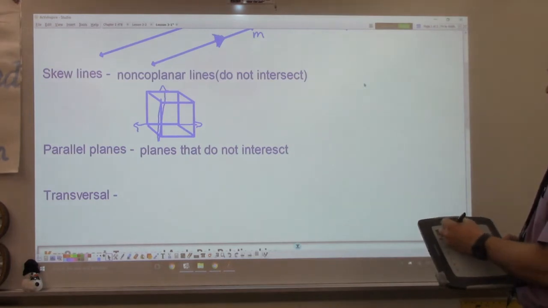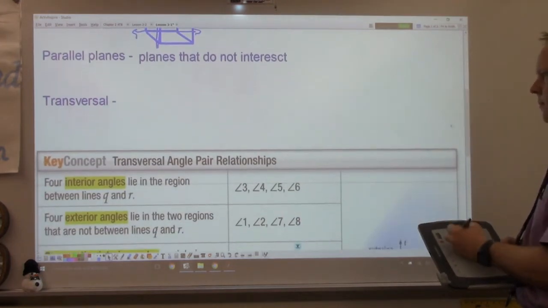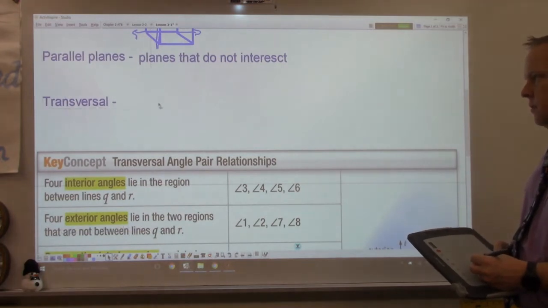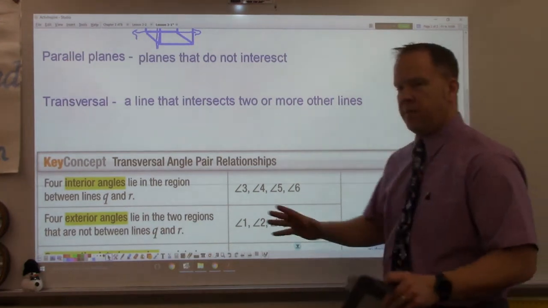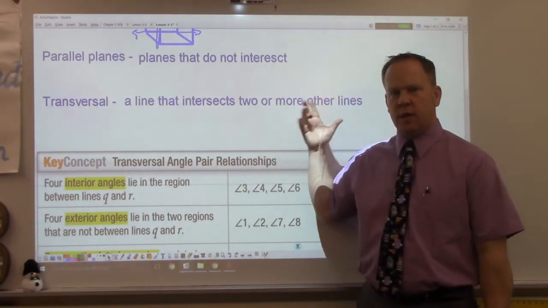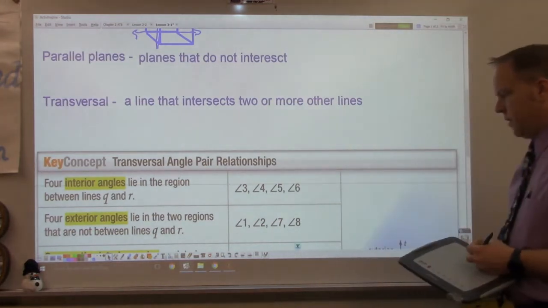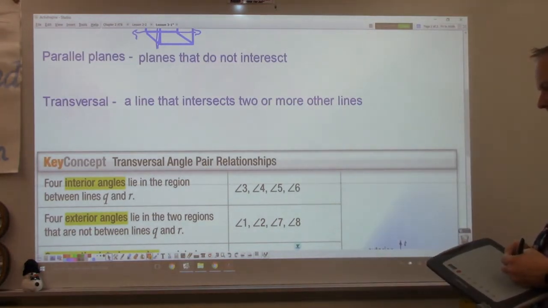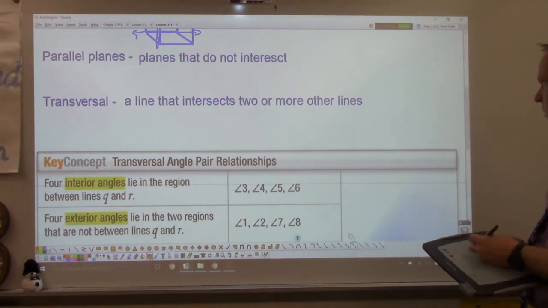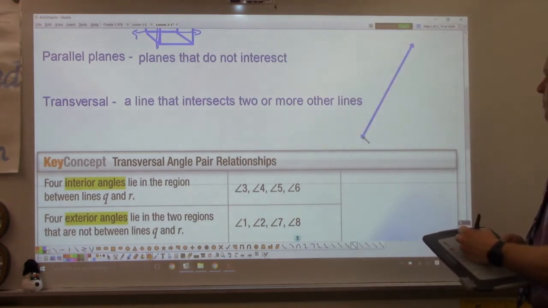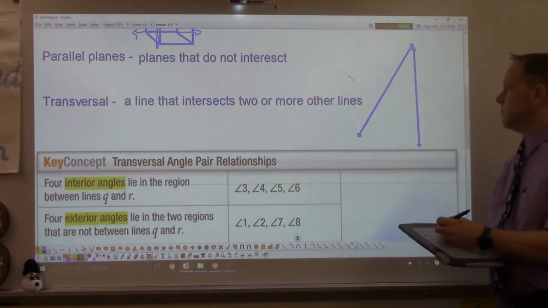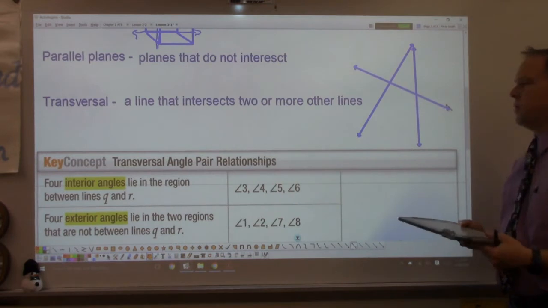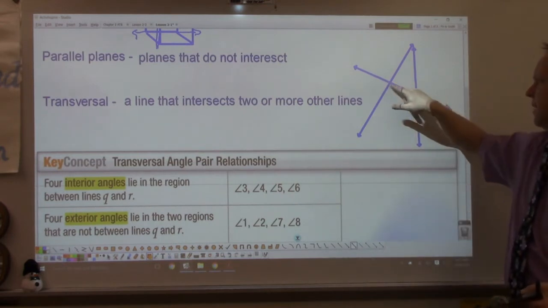Now, the other big word for this lesson is transversal. Transversal, very basic. It's just a line that intersects two or more other lines. That's all it is. So if I have several lines, so here I'm going to draw two lines. Now, they do not have to be parallel in order to have a transversal. So here, I'm going to purposely draw these not parallel. Here's my two lines. The transversal would be referred to as this one. This one would be considered the transversal because it's intersecting both of these lines.